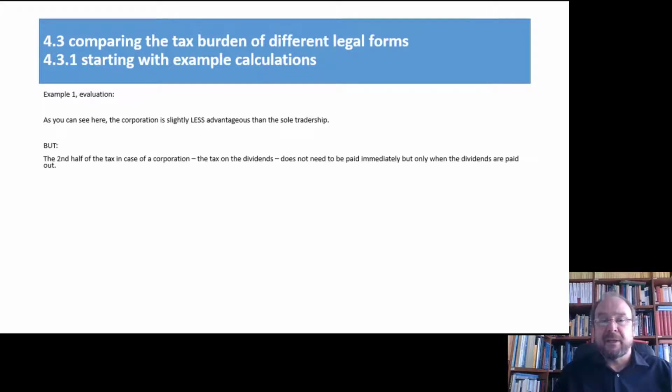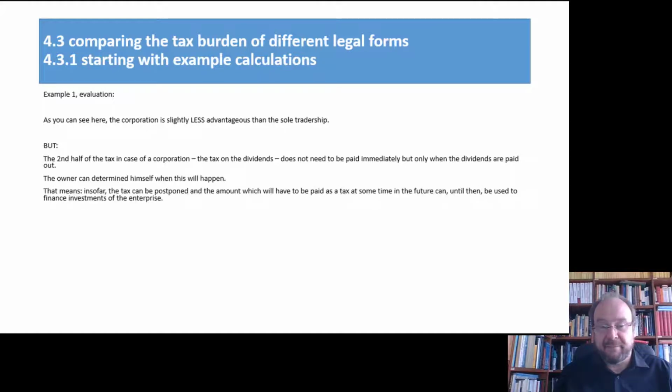On the other hand, approximately half of the tax in case of a corporation, namely the tax on the dividends, is only paid when the dividends are paid out. So here you have a kind of tax break or a tax pause. So the owner can determine when the second part of the tax will be paid. If you do not pay out dividends, that second half will never have to be paid. Insofar, you alone can postpone the second half of the tax in case of a GmbH.